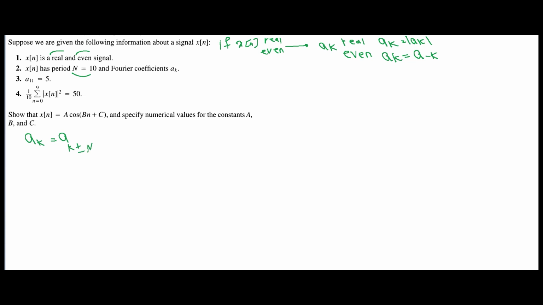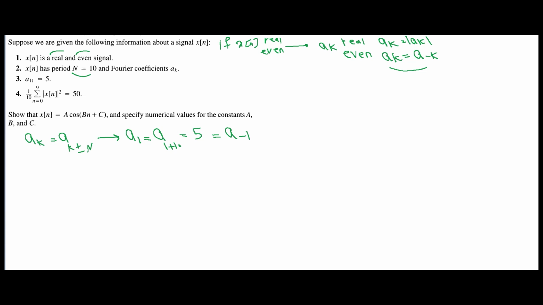Now let's use the information given in the problem. We are told that a_11 is equal to 5. Because the coefficients are periodic with period 10, a_1 is equal to a_11. Therefore, a_1 is equal to 5. Since the coefficients are also even, a_{-1} is equal to a_1. Therefore, a_{-1} is also equal to 5.